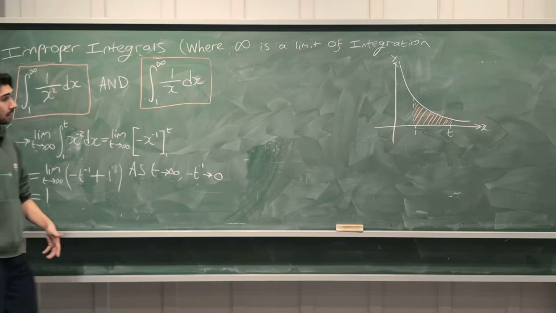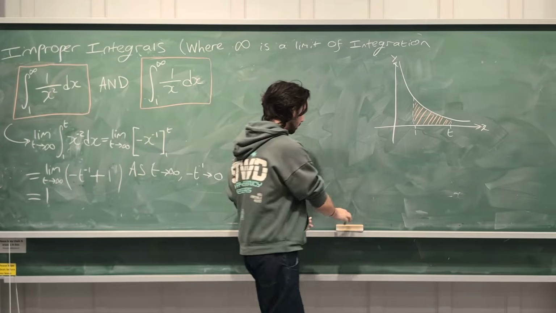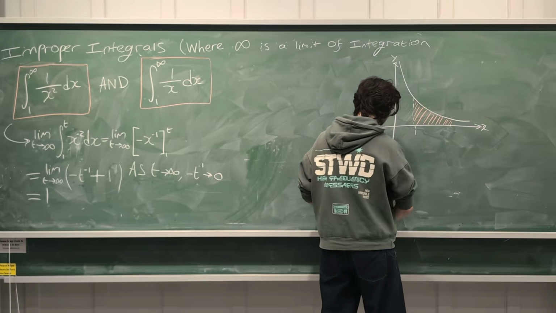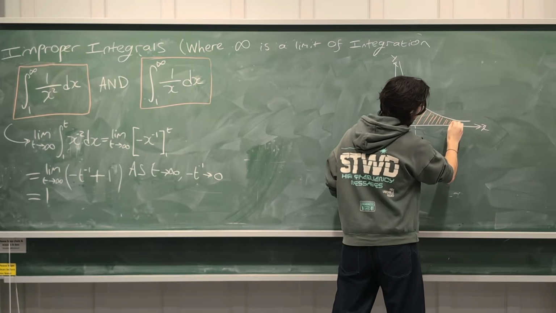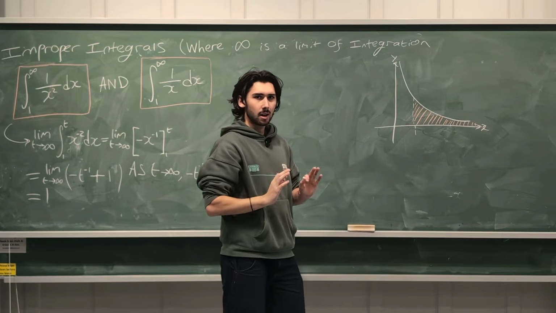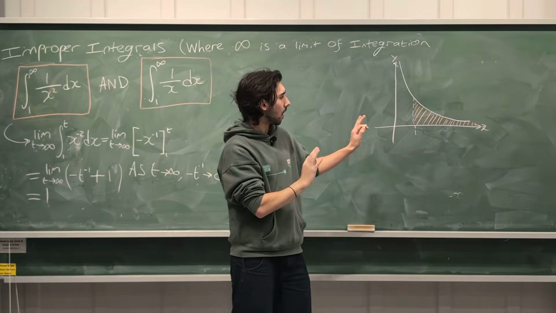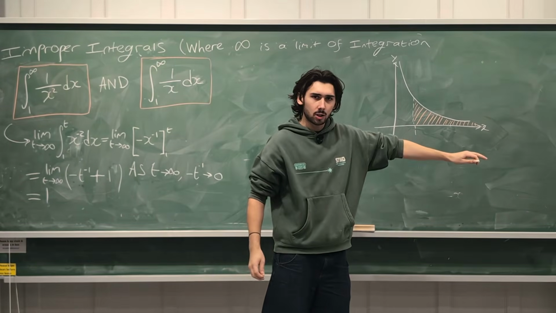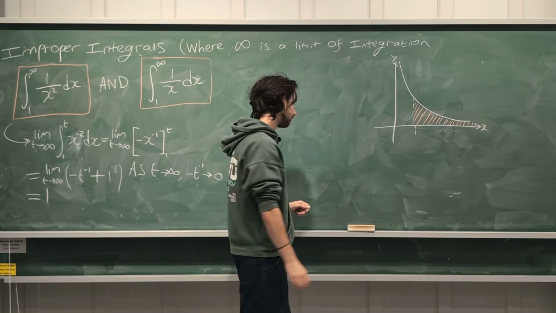So what this is saying is as t approaches infinity, if I was to try and draw this a little bit differently, and I was to have the area just keep going on forever and ever and ever, that area approaches 1, okay? Just 1. It never exceeds it. No matter how far along the x-axis you go, the area is 1.